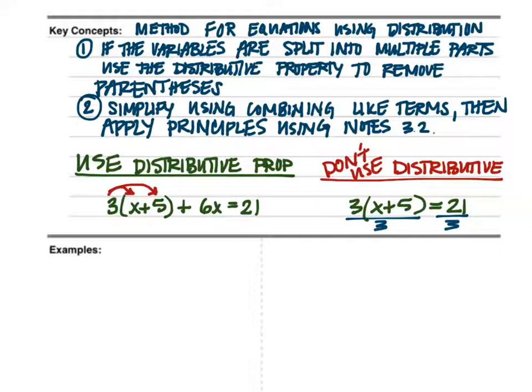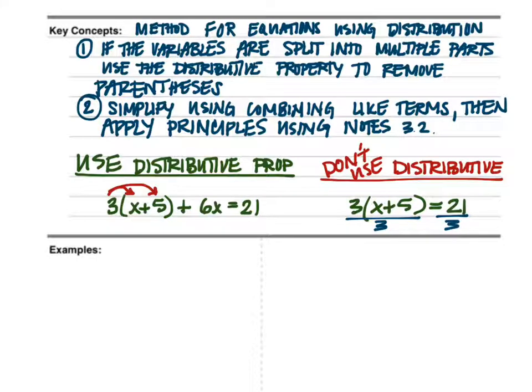So this might be something to be aware of. When we only have one variable term, in this case we only had that one x, and we didn't have multiple terms that had a variable, we're going to want to take a look and say, hey, can I actually divide by the outside term being multiplied and make this a simpler situation without distributing?